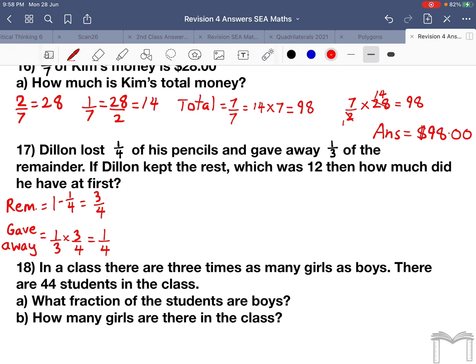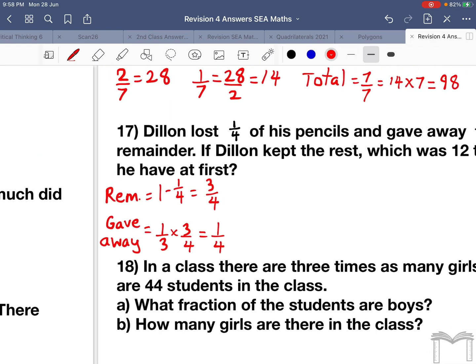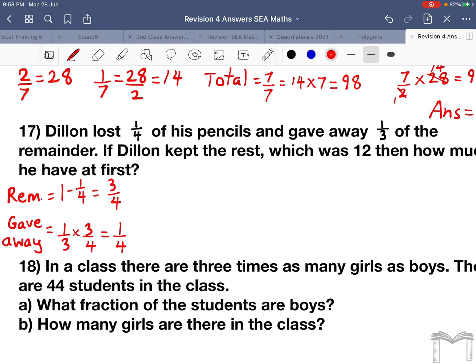If Dylan kept the rest, which was 12, then how much did he have at first? So after losing a quarter, he remained with 3/4.